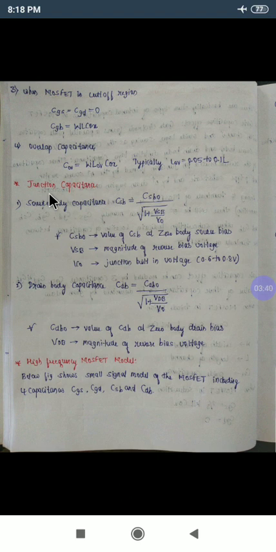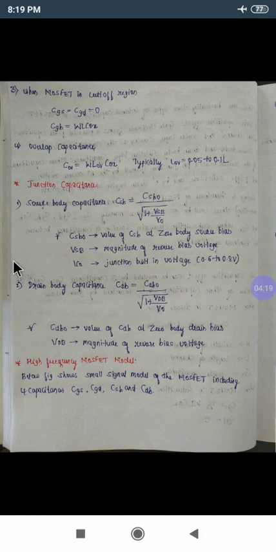In junction capacitance, the first one is the source-body capacitance. This CSB is determined by CSB0 divided by the square root of 1 plus VSB divided by V0, where CSB0 is the value of CSB at zero body-source bias, VSB is the magnitude of the reverse bias voltage, and V0 is the junction built-in voltage, whose value is 0.6 to 0.8. Similarly, the drain-body capacitance uses the same equation, only CSB is replaced by CDB.